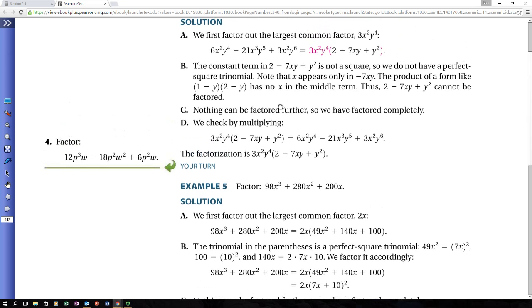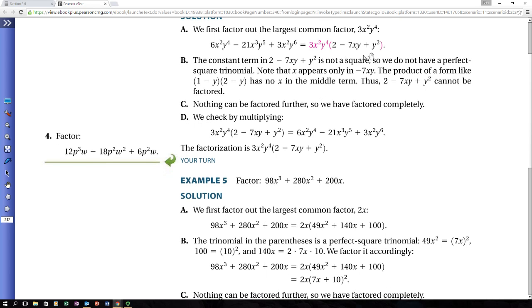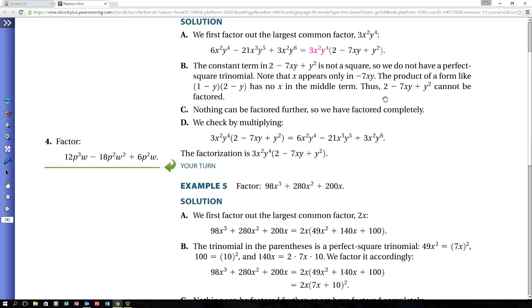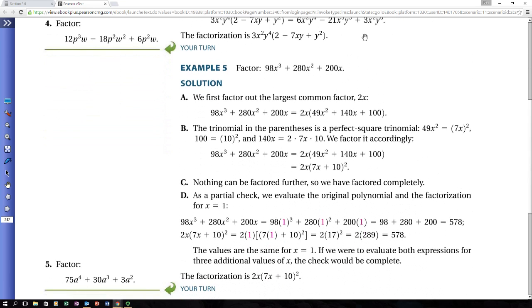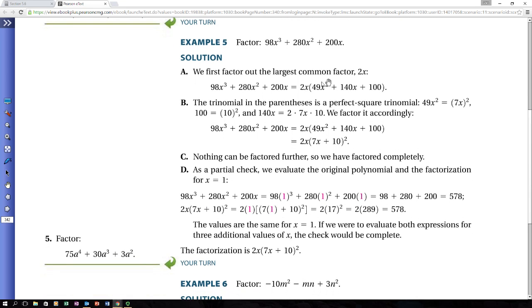So this is a good example. Notice how the examples point out, hey, watch out for this. Let's give you a few hints, might save you some time and effort on these problems. This is a good example. Example 5: Factor 98x cubed plus 280x squared plus 200x.